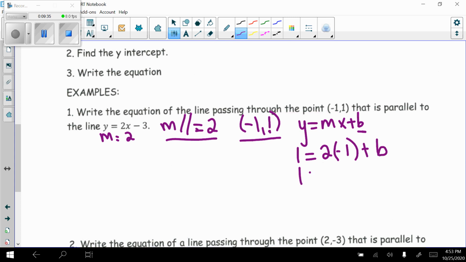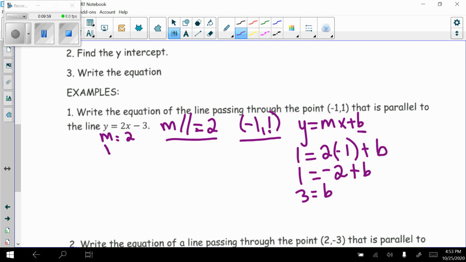So I get 1 equals -2 plus b. I'm trying to get the b all by itself. So I need to add 2 to both sides, and I find out that b is equal to 3. Now let's write this equation. We're going to write it 2 ways. We're going to write it in slope-intercept form, and we're going to write it in standard form.